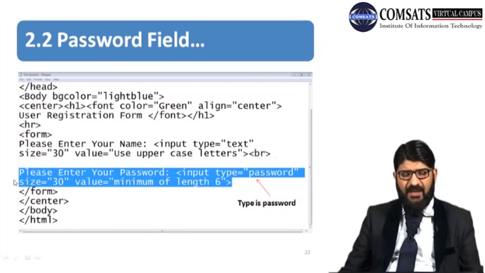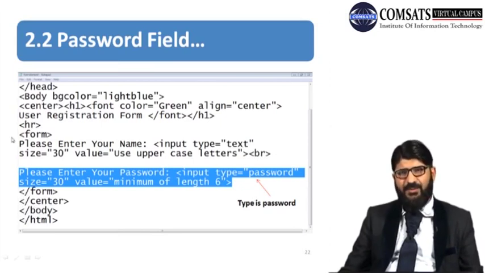This is the previous information. Now what is new in the current code? You have written please enter your password. The input type is password, and then you have mentioned the size of the box, that is 30, and then the value is minimum of length 6. So here the type is password. When the user enters the value, it will be masked, shown in the form of asterisks or filled circles. The form is closed, the body tag is closed and the HTML tag is closed.